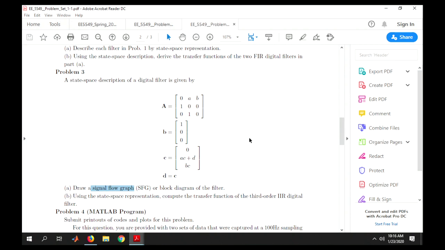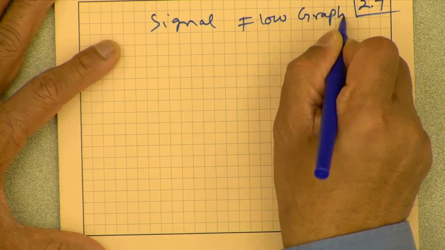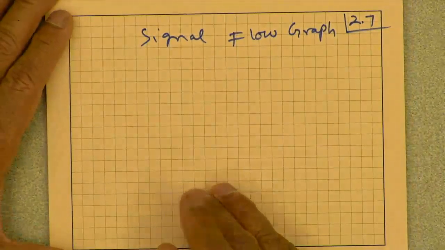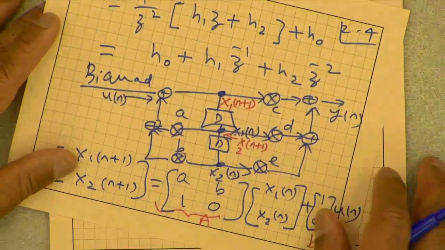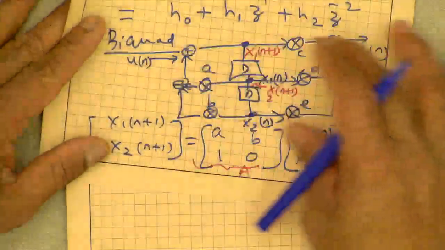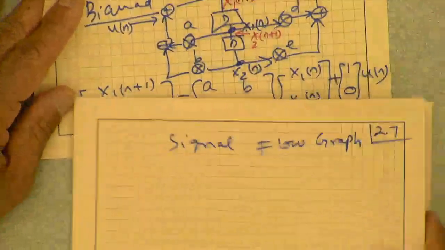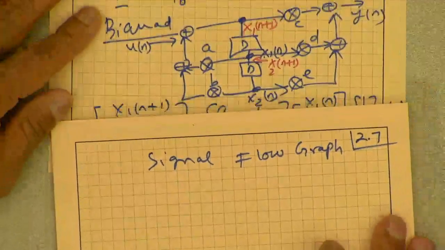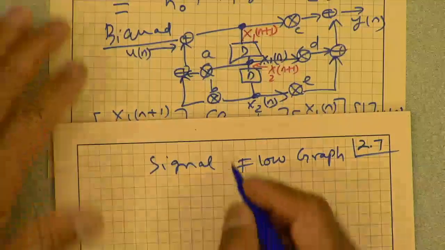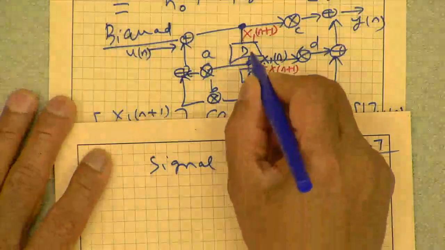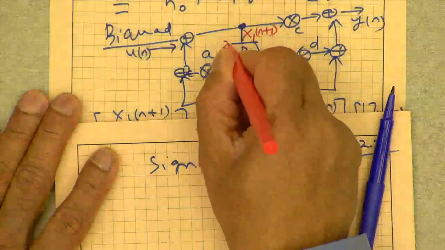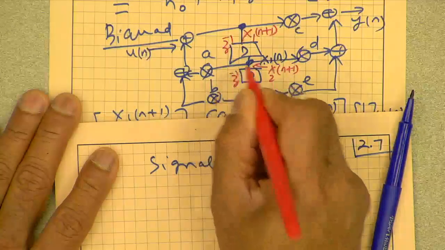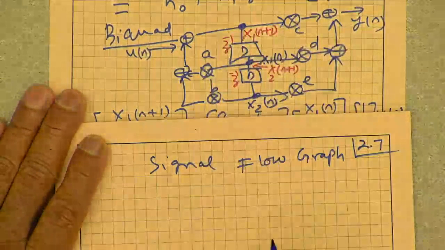So, what is a signal flow graph? A signal flow graph is a different kind of representation than the block diagram. So, for example, here if I want to take that so called biquad and draw that as a signal flow graph, replace each delay by z to power minus 1. So, that is essentially describing that, that is the z transform.